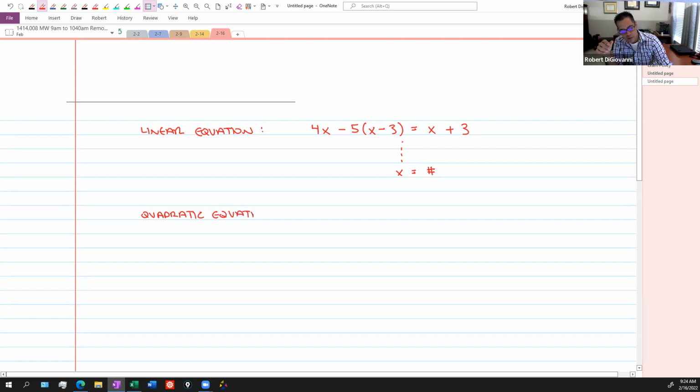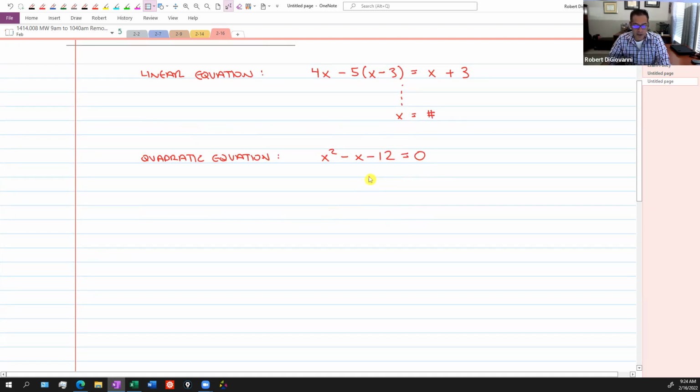So when you have a quadratic equation, something like, let's say, x squared minus x minus 12 equals 0. If you're going to solve a quadratic equation, there's a lot of ways to do it, but one way is to move everything over to one side to get it equal to 0. That's usually the first step for a quadratic. And then you can try to factor this, and you get, in this case, x minus 4, x plus 3 equals 0.